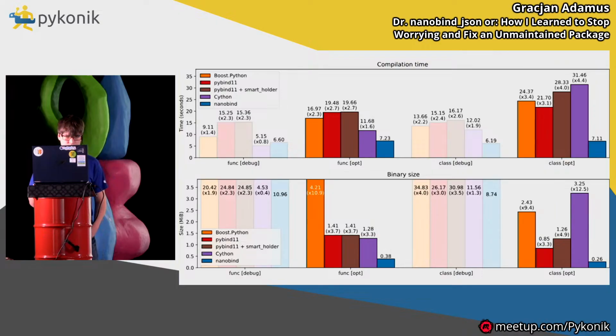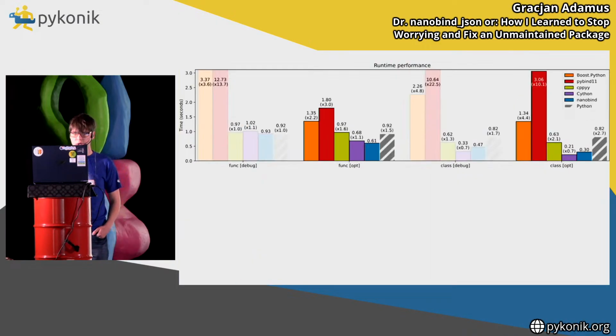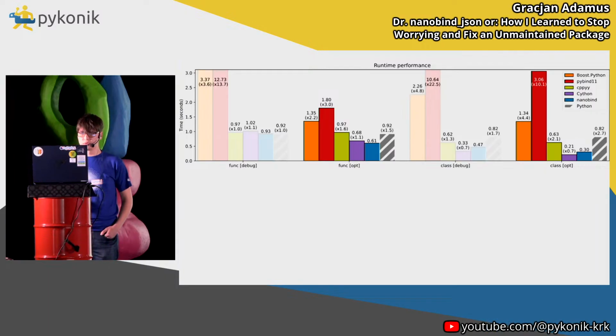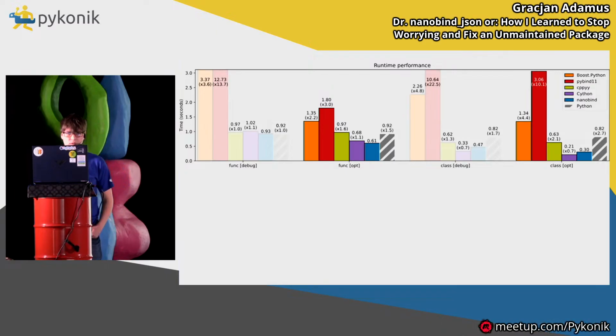But it's not all winning, because, for example, when it comes to runtime performance, Cython is a bit better when it comes to class-heavy modules. But with function-heavy modules, nanobind has a small lead. And you can see that there's a huge difference with PyBind11 when it comes to runtime performance. In case of the class-heavy module, that's basically an order of magnitude.